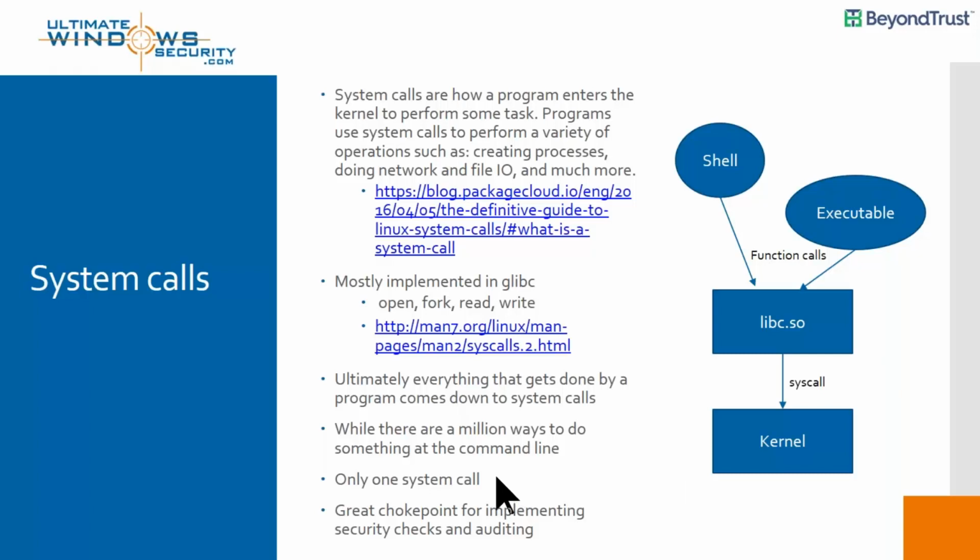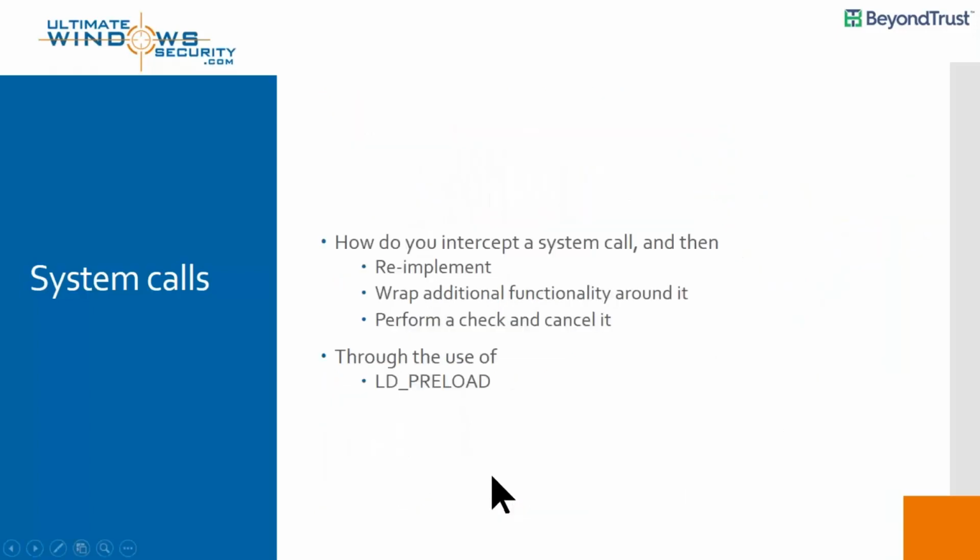Okay, so syscalls, great choke point then for controlling what's going on. But the question is, how do you intercept a system call? And then how do you re-implement it? Or how do you just wrap additional functionality around it? Maybe I just want to audit what's happening. How do you perform a check and then say, no, I don't want this system call to go through, so we just want to cancel it? Well, we get to do all of that through the use of LD_PRELOAD.